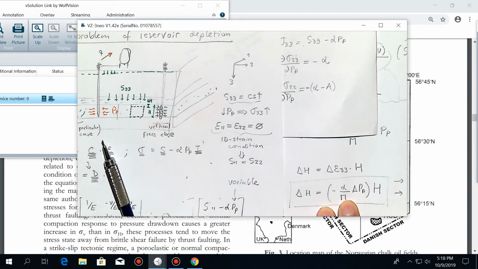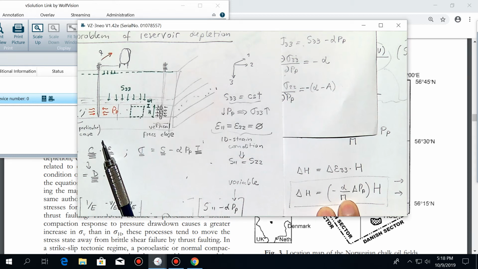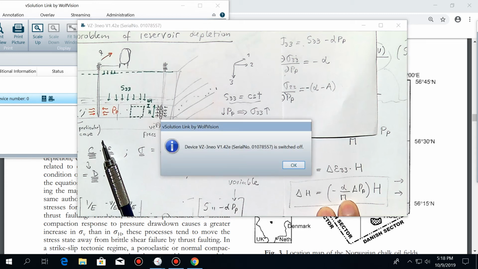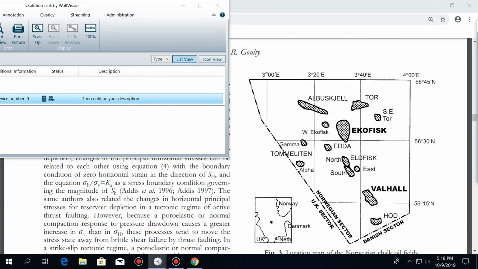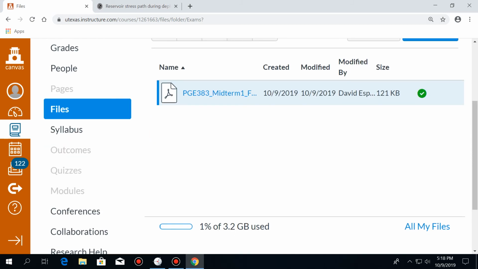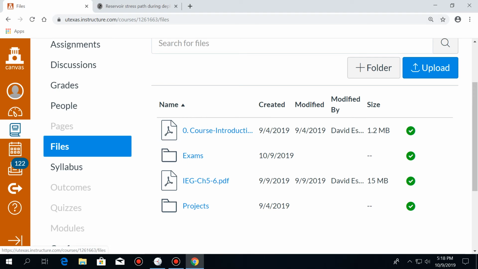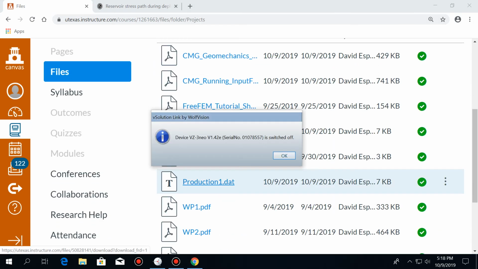So the combination, again, of a thick reservoir, a soft reservoir, and huge changes in pore pressure made subsidence quite large. All right, so I think that's everything I have for today on the theoretical part. But let me tell you that the project that you have to start working on next week is related to this.